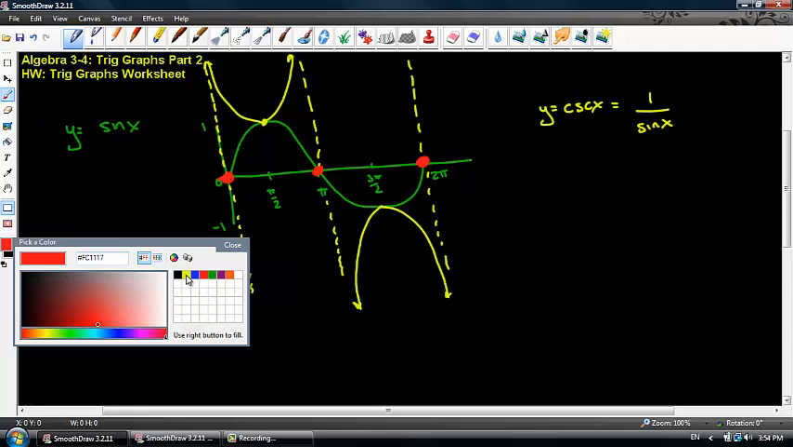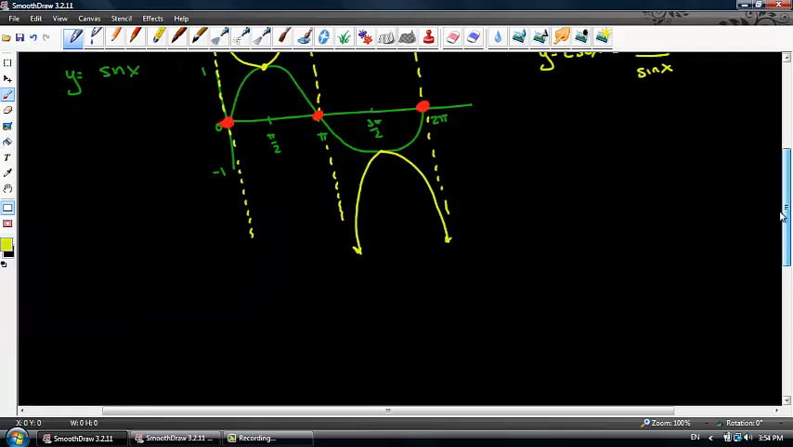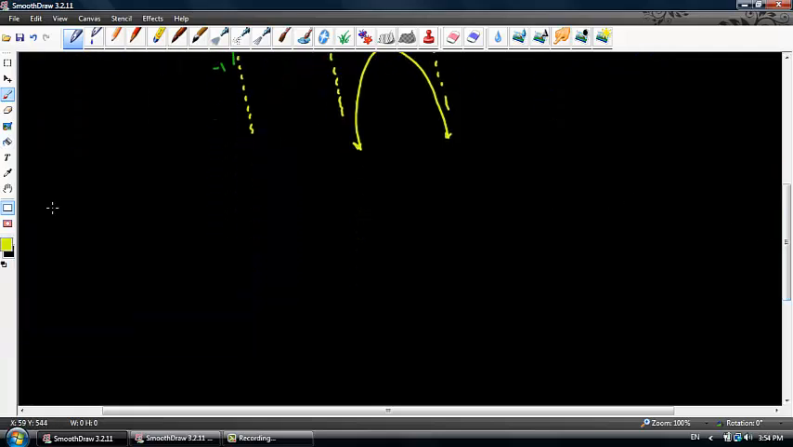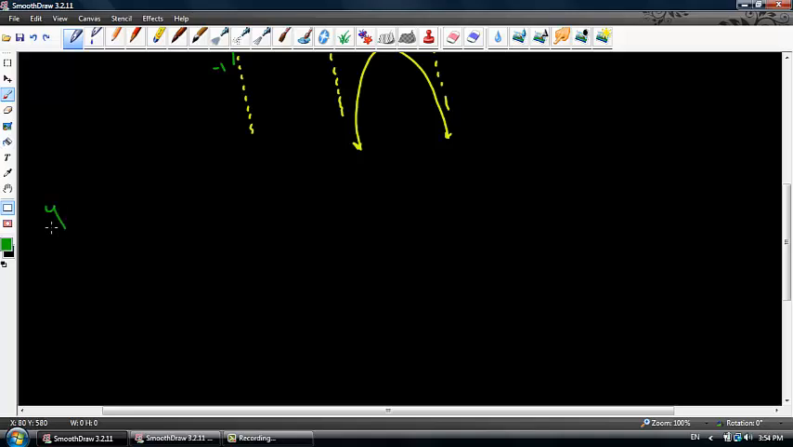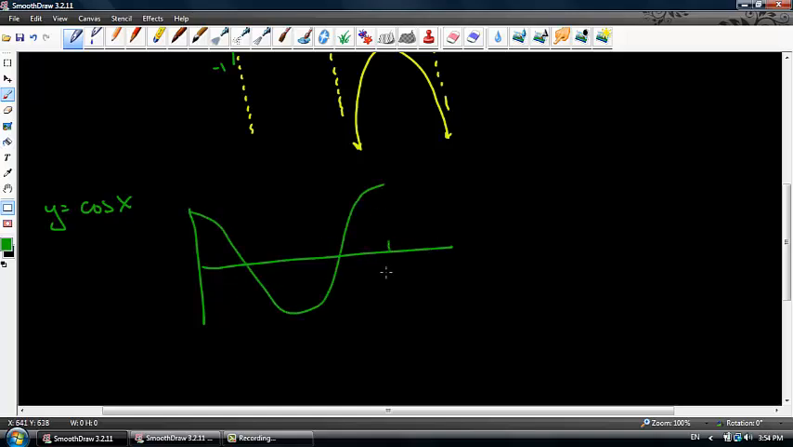So, using this knowledge, hopefully we can graph cosecant really quickly. So if I say y, whoops, let's turn back to green to graph cosine. Y equals cosine of x. Well, remember, cosine of x looked like this. Right, and we got 2 pi here, pi, and pi over 2, and then 3 pi over 2. Okay, let's go ahead and draw in our values here.